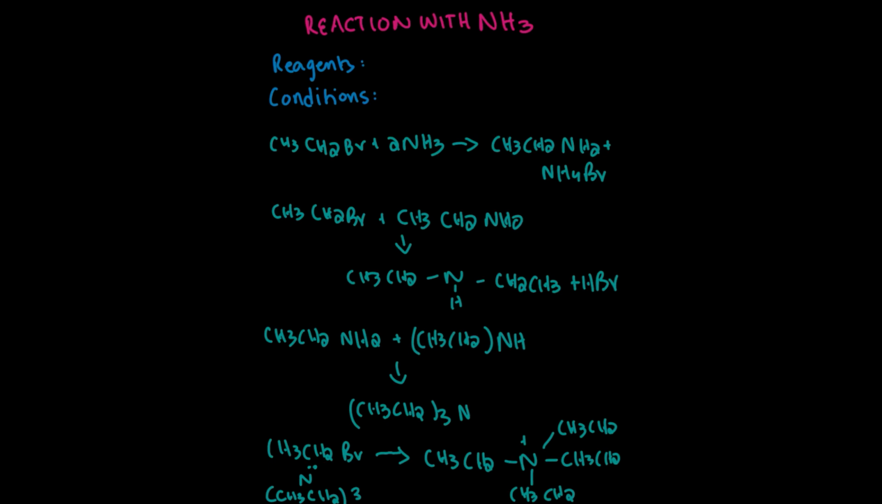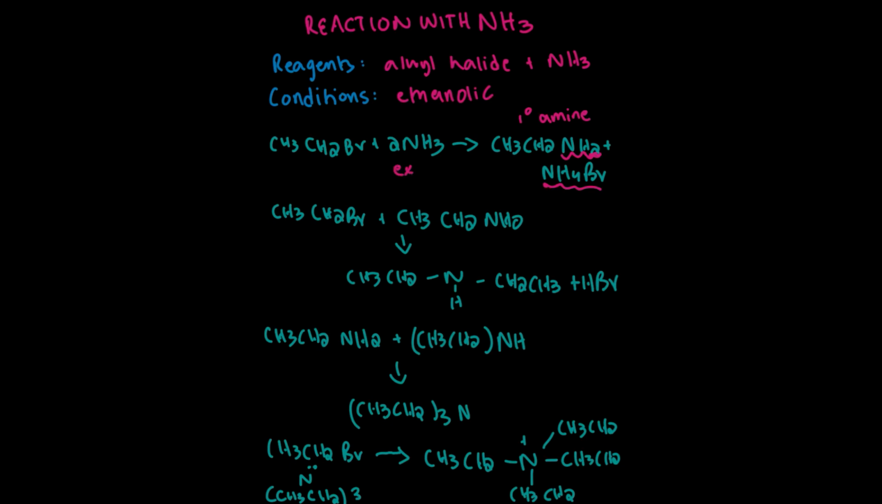Now let's talk about the reaction of alkyl halides with ammonia. In this case, your reagents are going to be the halide and ammonia. And the condition for this is that the ammonia needs to be in ethanol. So the first step of this reaction is going to be the reaction between the alkyl halide and ammonia. And in this case, one of these hydrogens is going to be substituted by the alkyl group. So you are going to get a primary amine. An amine is a substance that contains the NH2 group. And you're also going to get NH4Br, which is a salt.